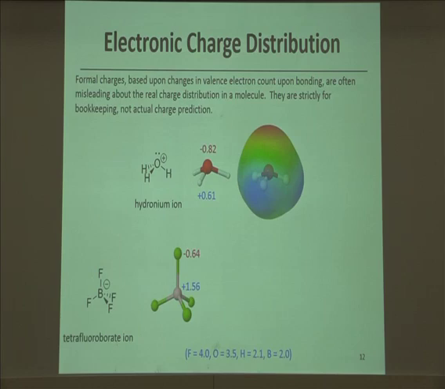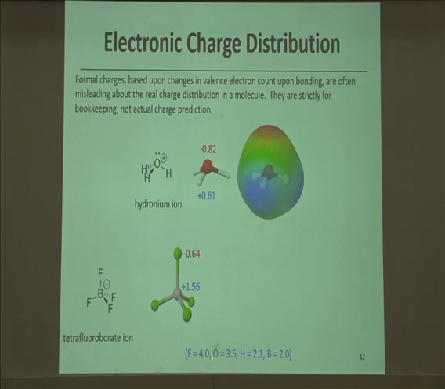Optimizing this molecule and running an NBO calculation, we can see that the charge on the boron is substantially positive. It's 1.56. This is a very large positive charge on that boron atom. The charge on each of the fluorines is negative, at minus 0.64. And this makes really good sense when we think about electronegativities. It doesn't make as much obvious sense when looking at formal charges.